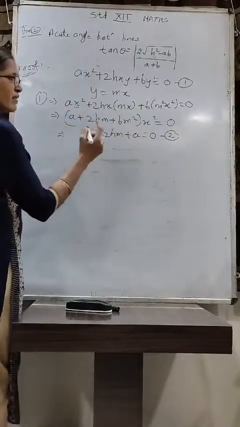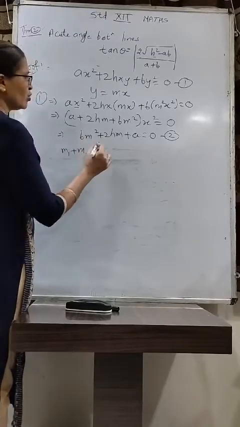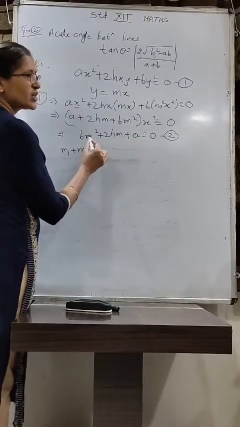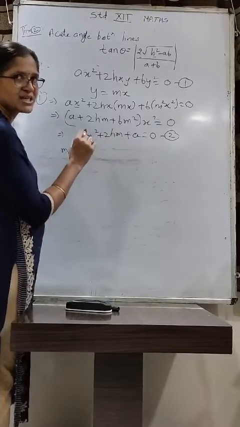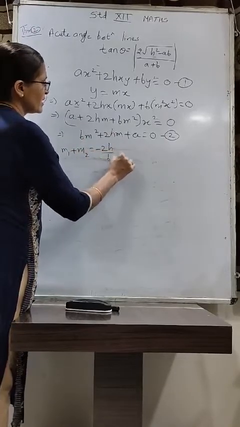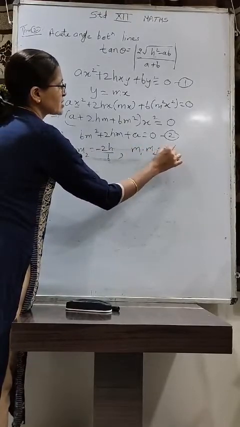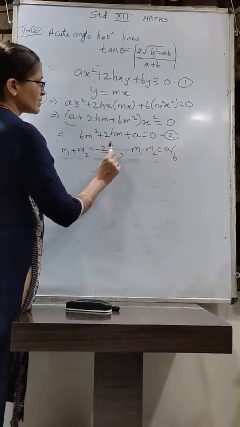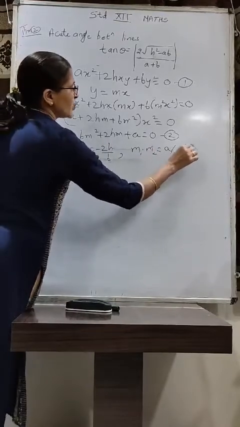Now here we will find two things: sum of slopes and product of slopes. Why m1, m2? This bm square plus 2hm plus a equal to 0 is a quadratic equation in m. Quadratic means it has two roots. So I will take the two roots as m1 and m2. Therefore m1 plus m2 is minus 2h upon b, and the product of slopes m1 into m2 is equal to a by b. This is all known to you. Whenever there is a quadratic equation, the sum of the slopes is minus 2h upon b and the product of slopes is a upon b, which are very important equations.